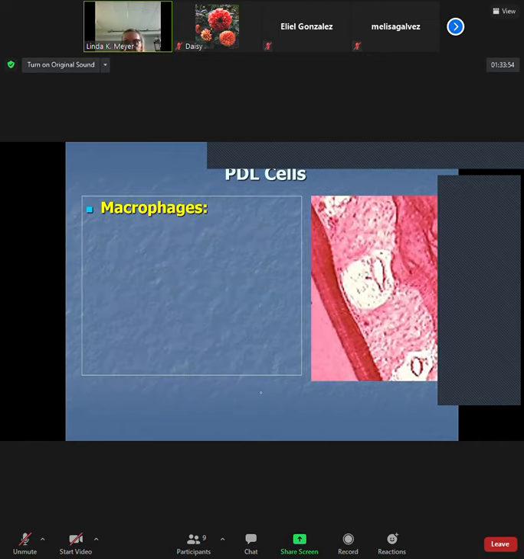Okay, macrophages. Remember, they're normal residents, even in health, and they're there in low numbers. So I'm just going to draw in a macrophage. They're larger cells.